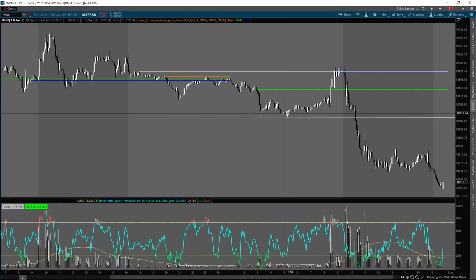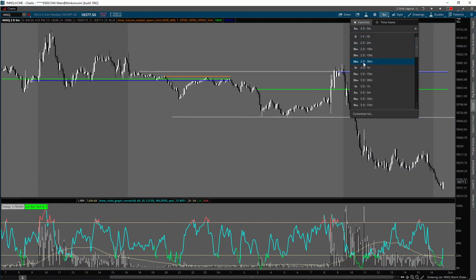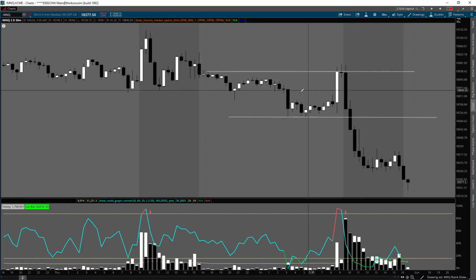Because if it fails this line, then your thesis has been invalidated. So there's nothing magical that's going to appear on your screen and tell you to take a trade here. It comes down to you taking the trade based on your ability to read a chart and how price is moving in relation to levels.